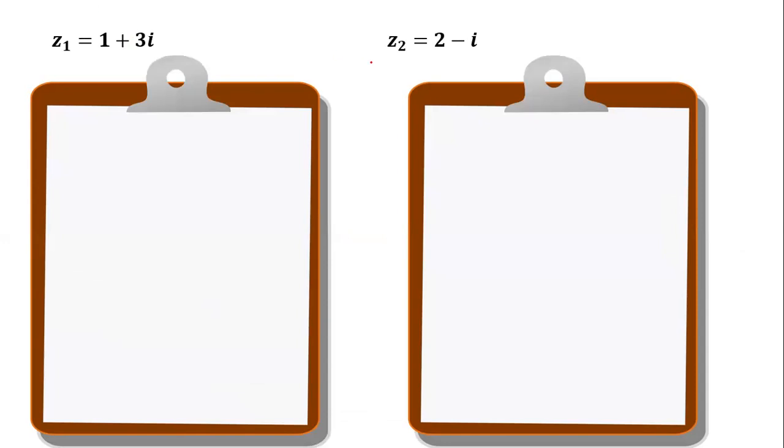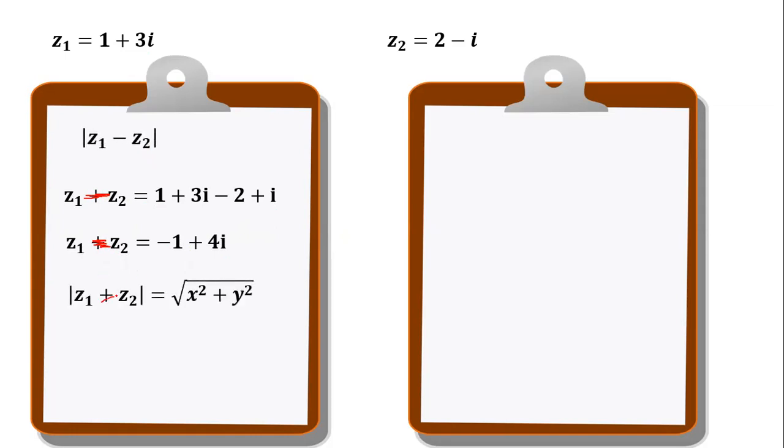Again, z1 and z2, we have to calculate the modulus of their difference. Before calculating any modulus, we have to subtract z2 from z1. So I'm going to subtract 2 minus i from 1 plus 3i. The answer will be minus 1 plus 4i. Calculate the modulus of z1 minus z2. The answer will be radical 17.